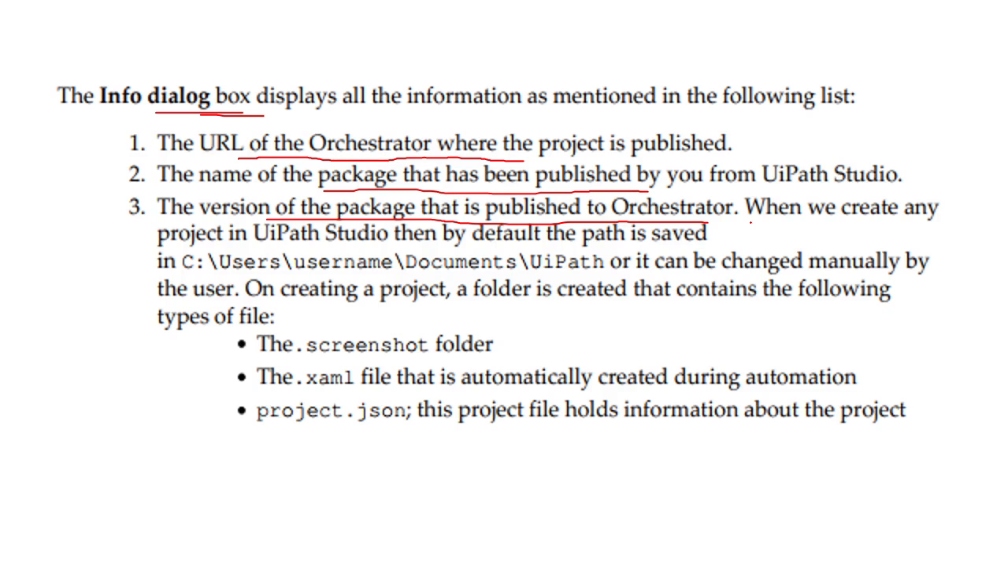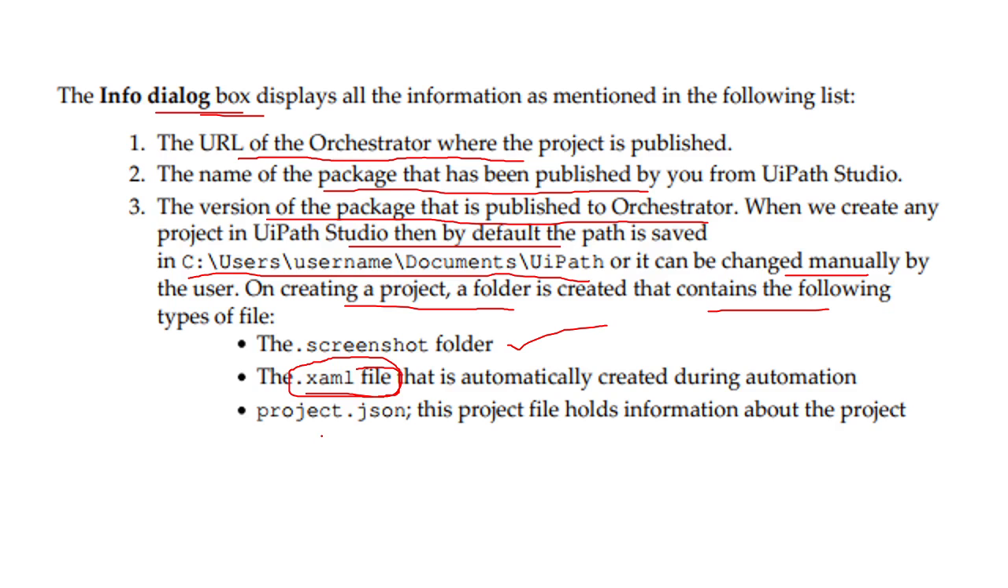Clear? Okay, and one more piece of information you have to be aware of: when you create a new project in UiPath Studio, by default it will store in this particular path, right? However, we already have learned to change that directory also. But one important piece of information you should know is, when you create a new project, a folder will be created with the project name, and inside that project it will contain these types of files, like a screenshot folder and a XAML file. You already are aware of this XAML file, correct?